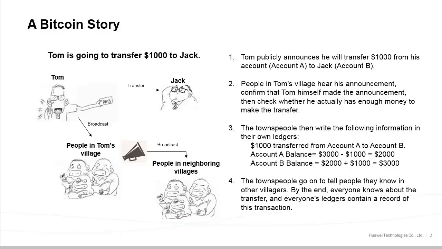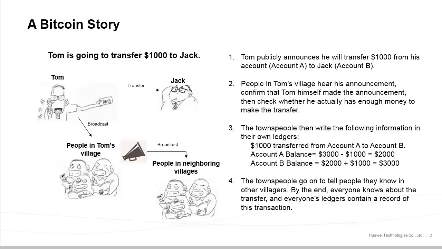Tom wants to transfer $1,000 to Jack. He turns to all the people in his town and yells, "Hi guys. I'm going to use account A to transfer $1,000 to Jack's account B." The townspeople hear Tom. Double check who he is, and then check whether Tom's account has enough money to complete the transaction. If the balance of account is high enough, the townspeople will record that $1,000 will be transferred from account A to account B in their ledgers.